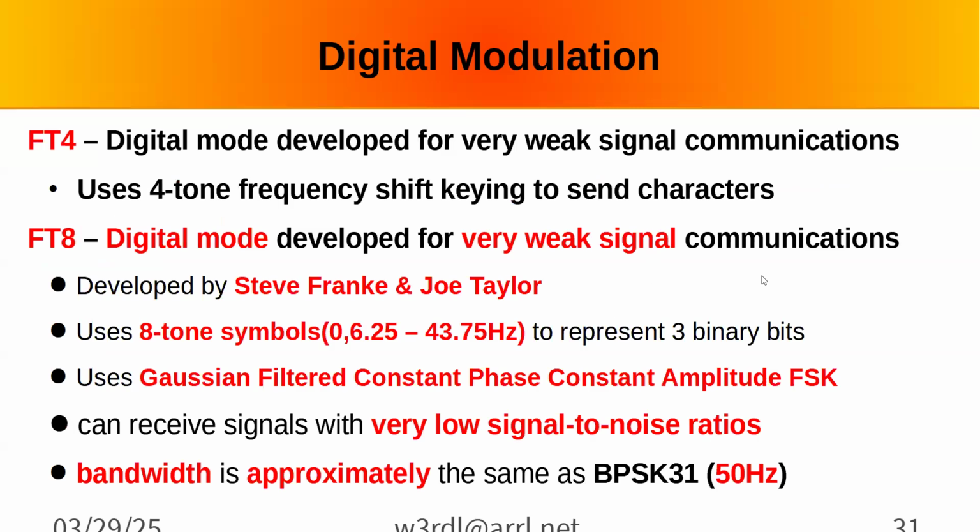Okay, so FT4, we talked about, uses 4 tones. FT8 uses 8 tones. And it's a 50 hertz bandwidth, so they divide that 50 hertz by 8 to get the frequency shift for each one of the tones. The next one is the technical definition. It's Gaussian filtered constant phase, constant amplitude, frequency shift keying.